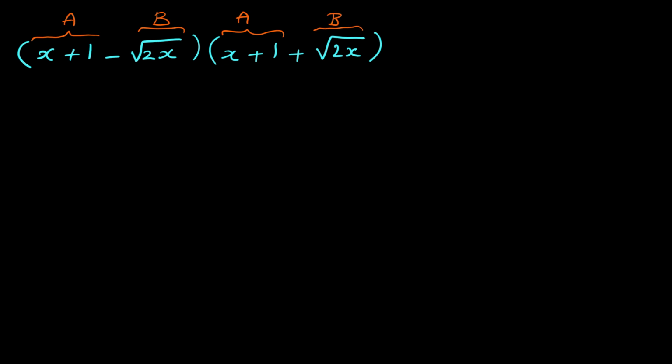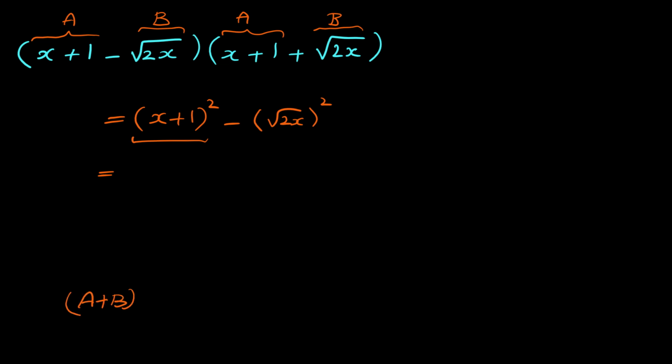What was the answer of (A minus B) times (A plus B)? The answer was A to the 2 minus B to the 2. So the answer of this is (x plus 1) to the 2 minus B to the 2. What is B? Radical 2x to the power of 2. Now, for finding this, remember the identity. (A plus B) to the 2 is A2 plus 2AB plus B2.